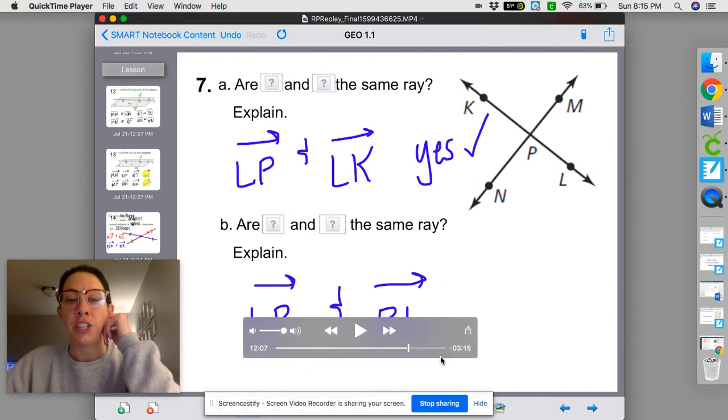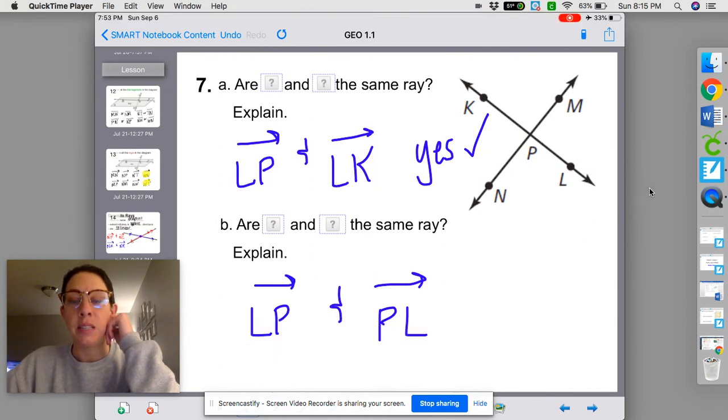So right away, it should jump out at you that these are not the same ray simply because they don't have the same endpoint. So right away, they're not the same ray.